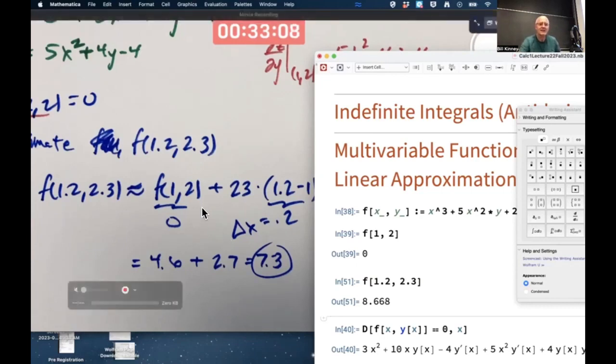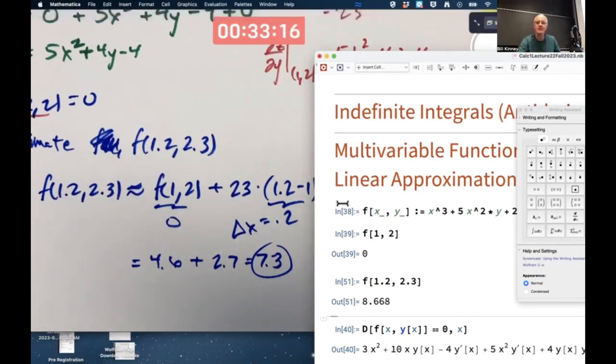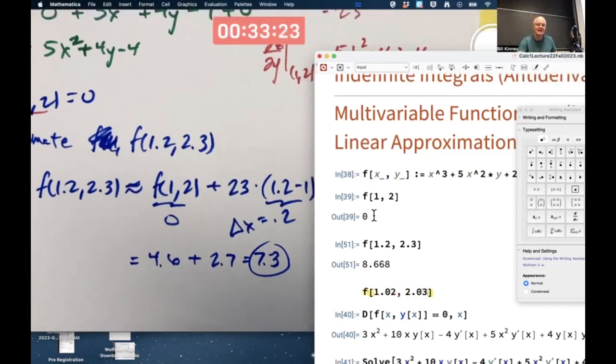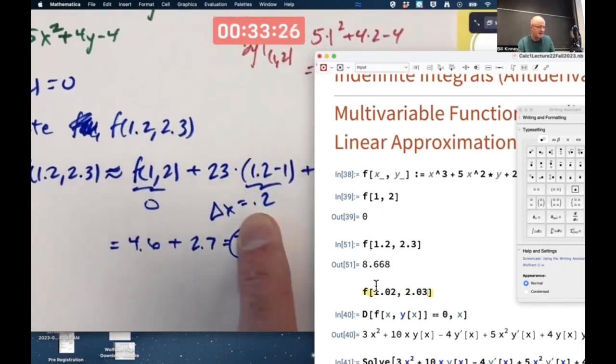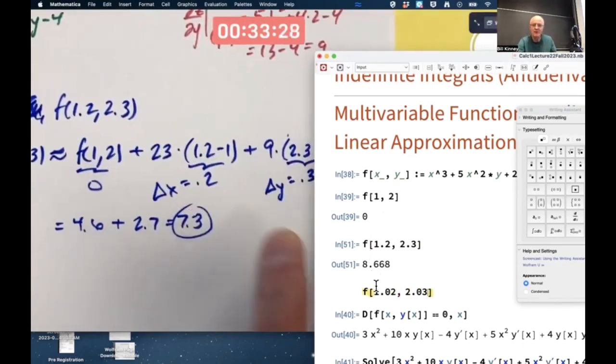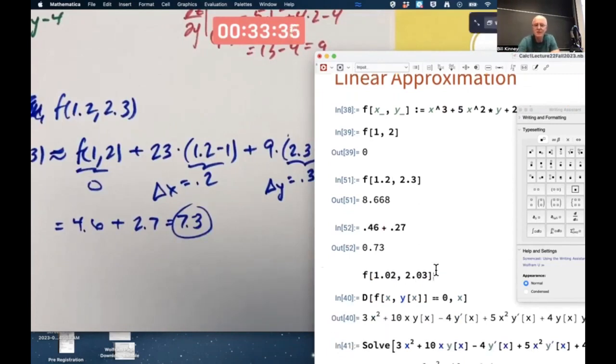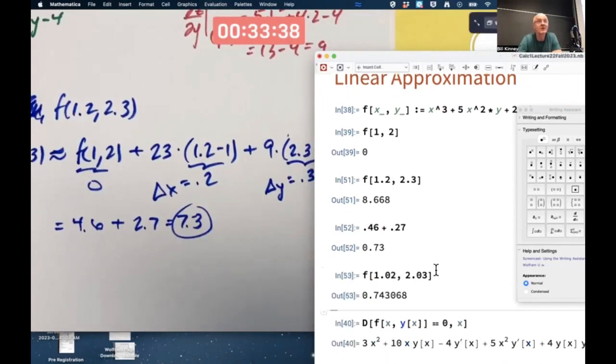But if I use numbers that were closer to 1 and closer to 2, it would be a more accurate approximation. Let's try that even. Like if I was trying to approximate f of 1.02, 2.03. Now I've made delta x 0.02 and delta y 0.03. The linear approximation would be 0.46 plus 0.27, 0.73. What's the actual value? 0.74, not too far off. The approximations get better if x and y don't change very much.